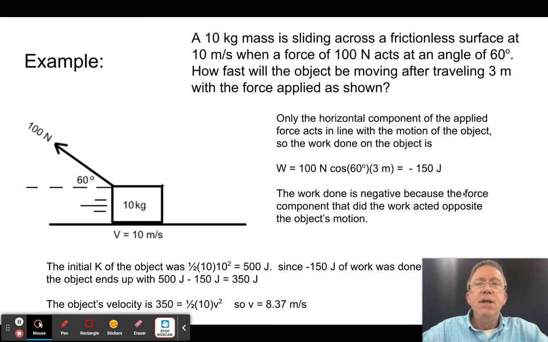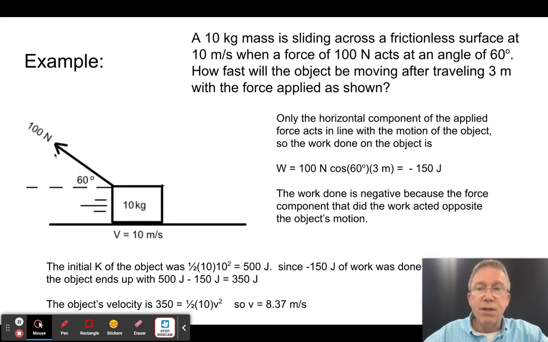All right. Well, let's just work through one here. So let's see what I've got here. I've got a 10 kilogram mass. It's traveling to the right at 10 meters per second. I'm applying a 100 newton tension force at 60 degrees, but it's directed such that the horizontal component of this tension force is acting against the direction of the object. So it's going to do negative work.